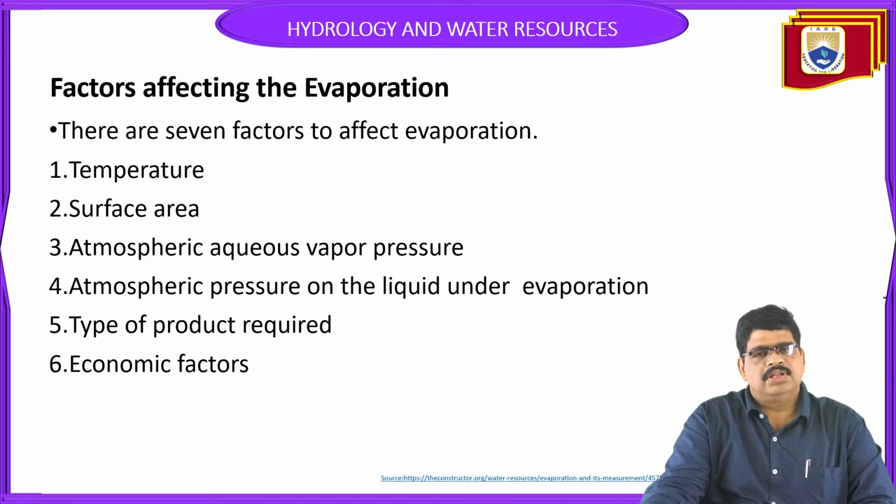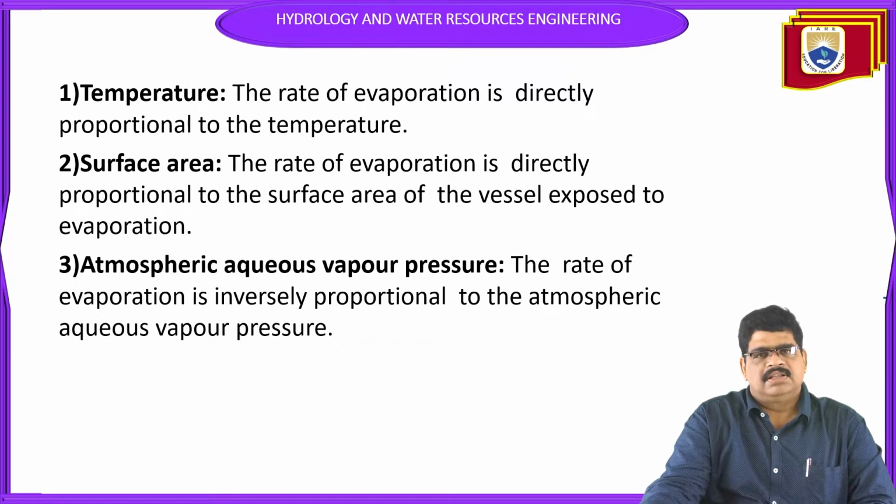So temperature: how will temperature affect the evaporation process? Of course, temperature is the most effective factor for the evaporation process. The rate of evaporation is directly proportional to the temperature, and we know it very well. As temperature increases, automatically the evaporation also increases. That is the directly proportional relationship between evaporation and temperature.